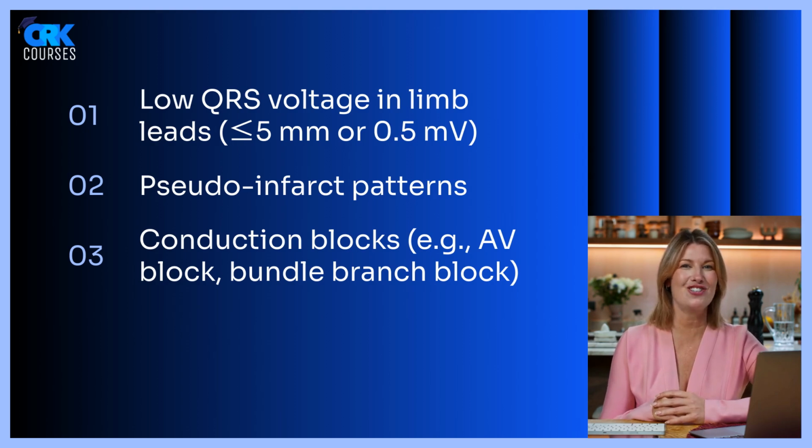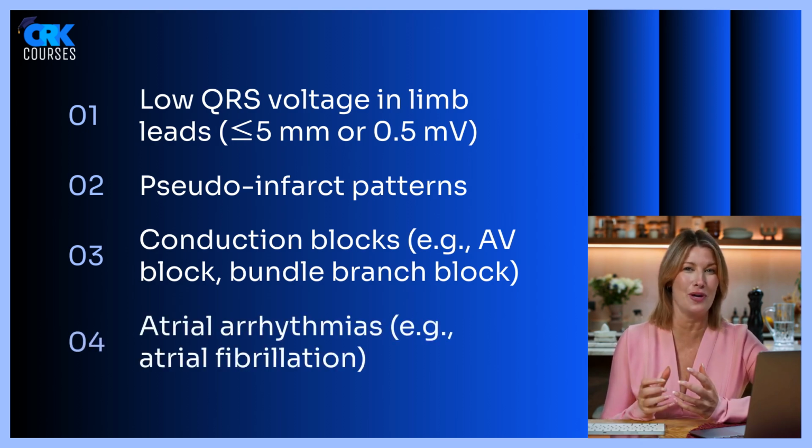And finally, atrial arrhythmias, particularly atrial fibrillation, are frequently encountered. In many cases, atrial fibrillation is one of the earliest cardiac manifestations of ATTR-CM, particularly in older adults. Together, these electrocardiographic clues, low voltage, infarct-like patterns, conduction delays, and atrial fibrillation, form a distinctive electrical signature that, while not pathognomonic, should prompt further investigation for cardiac amyloidosis.